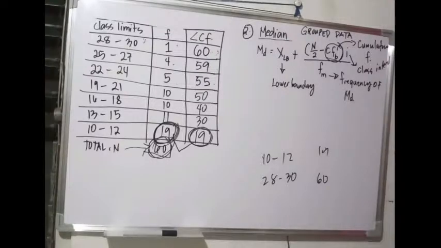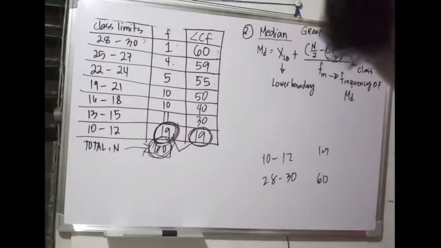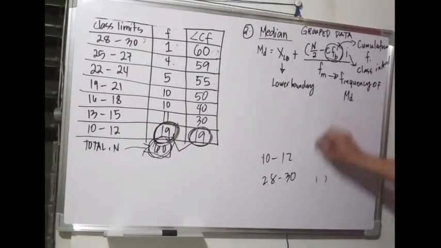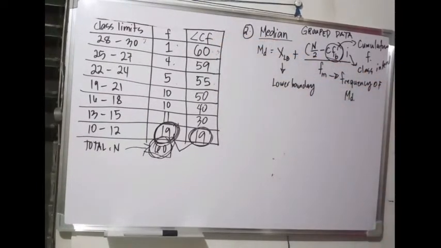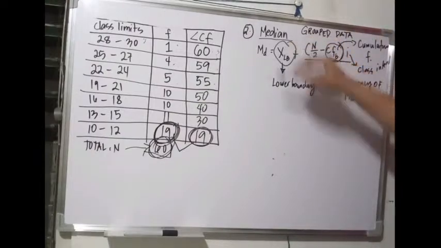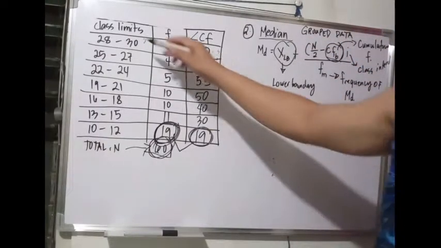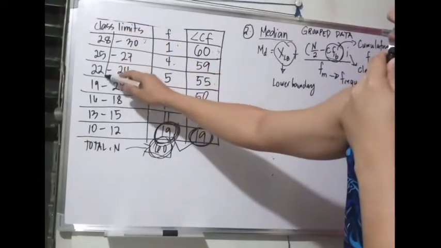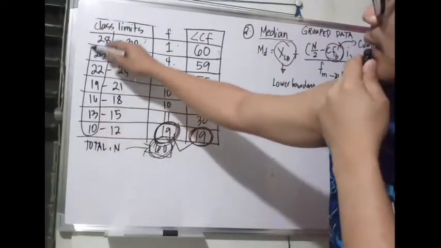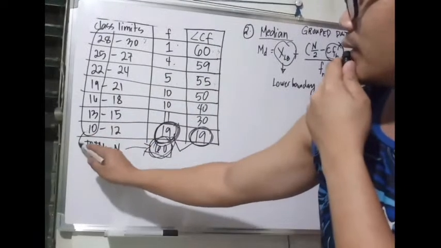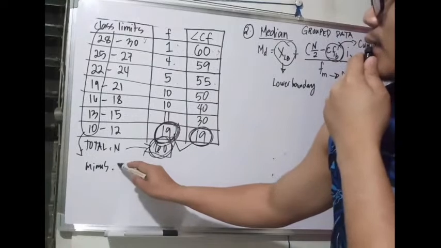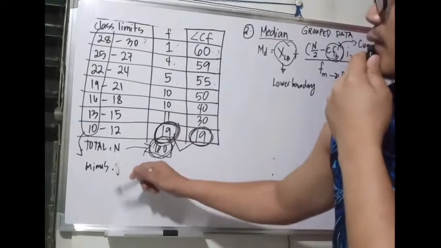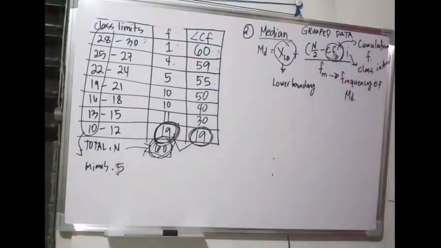Next, how to solve for the median of the group data. Ito lang tandaan natin, cumulative frequency. Saan ba natin makita ang lower boundary? Okay, ang lower boundary makita yan natin dito sa lower limits. Minusan lang natin ng 0.5 ito. Minus 0.5. Okay, let's identify.